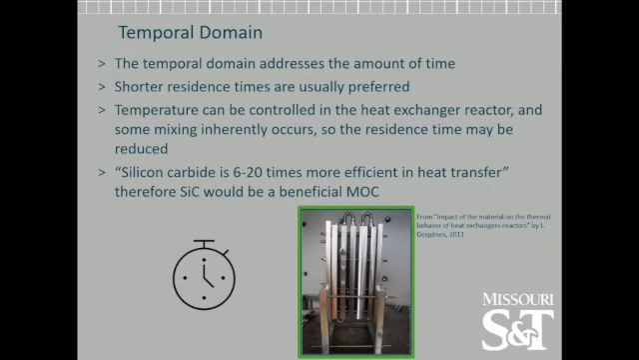the residence time. Finally, in the article that we researched, they state that the silicon carbide is 6 to 20 times more efficient in heat transfer, which brings us back to that last point of excellent temperature control, but this time specifically regarding the material of construction, which may be able to reduce the residence time as well.